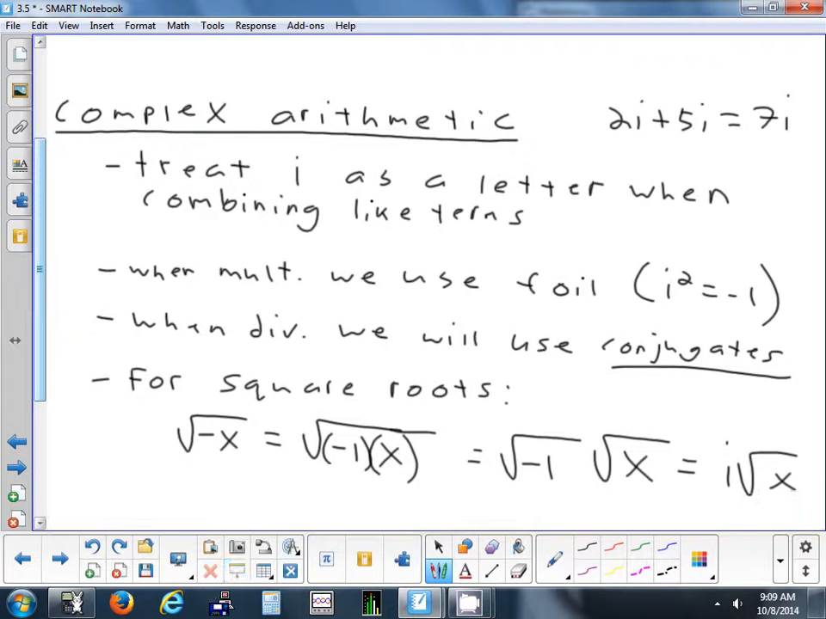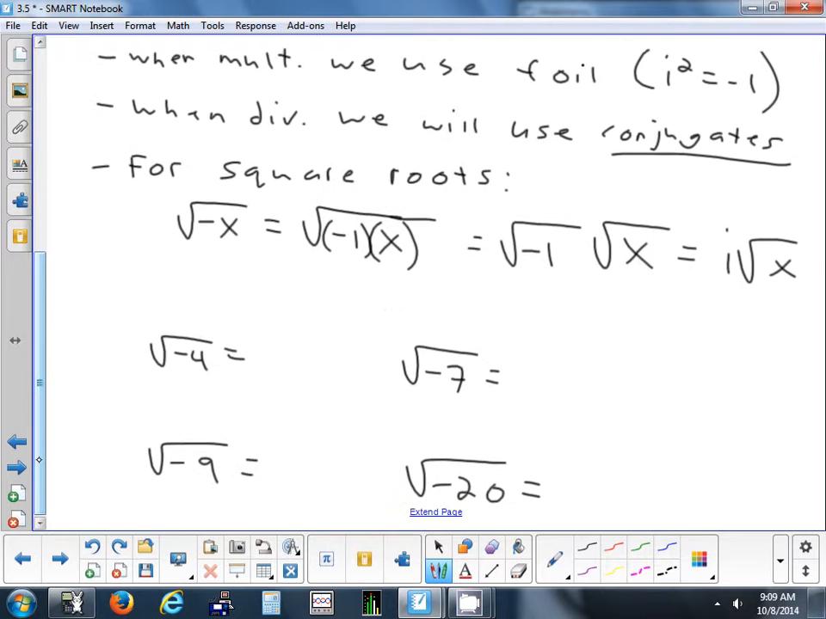All right, so let's try a couple with taking negative square roots. What would the square root of negative 4 be? The square root of negative 4 would be, yeah? Negative 1 times 2 times 2. Well, it's going to have i in it, because anytime you take the square root of a negative, it's imaginary or complex.